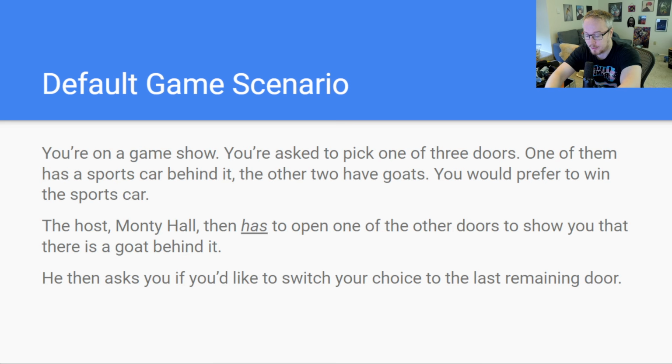Are goats. You pick one of the doors. The host has to open one of the doors you didn't pick to show you that there is a goat behind it. So you picked one door. The host then opens one of the other two doors and shows you a goat. There were two goats to begin with and one sports car. The host then asks you, would you like to switch?